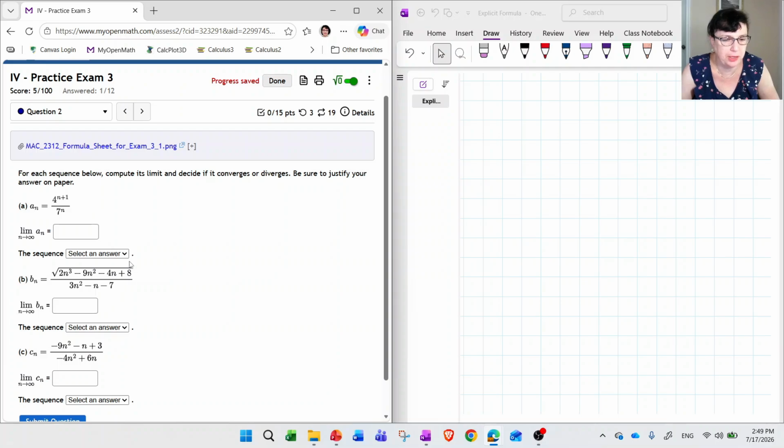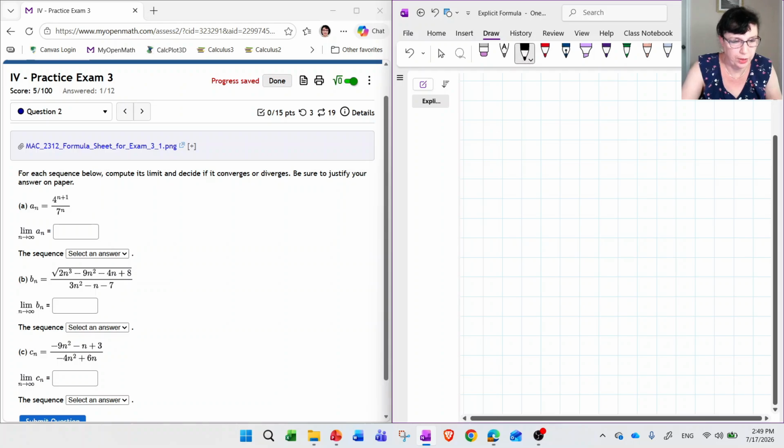That's the problem that I see a lot. People will say, oh, this is a p-series. Excuse me, this is not a series. This is a sequence. So for sequences, how do we know when they converge or diverge? We have to take the limit as n approaches infinity. If that limit is a number, then it converges. If the limit is not a number, then it diverges. Okay, so let's look at the first one.